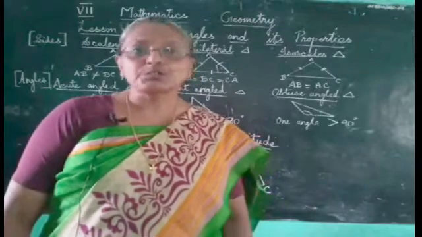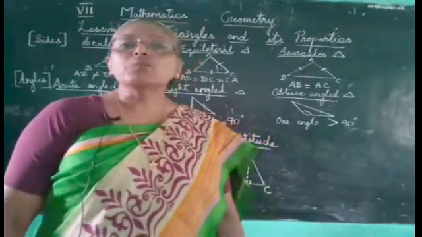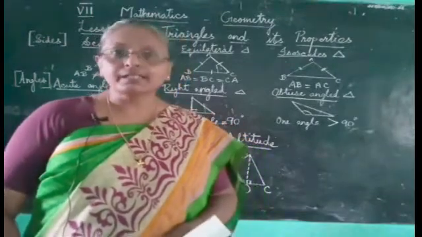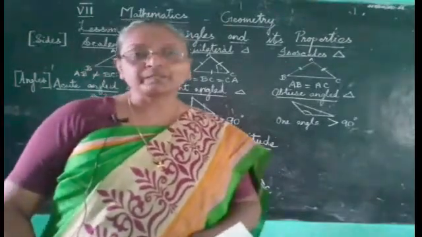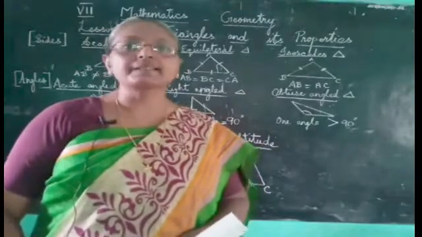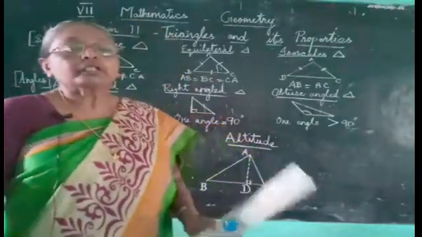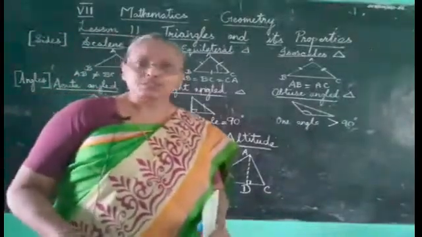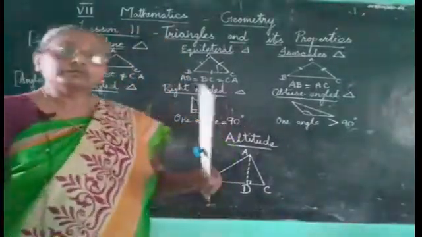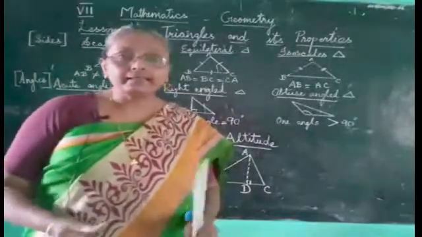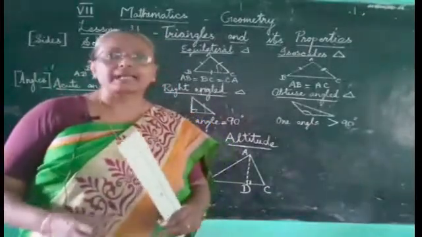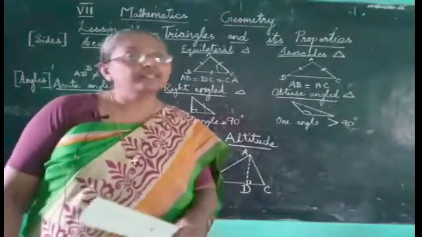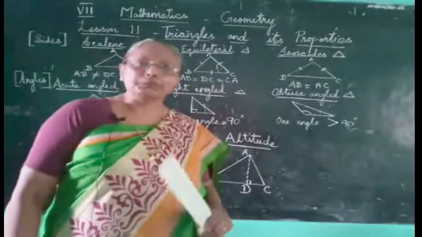We are learning about geometry. Now in this module I will be teaching you the 11th lesson, triangles and its properties. In this module we will see the types of triangles. Now, what is a triangle? A triangle is made up of 3 line segments which are joined together and it has 3 vertices, as you know.